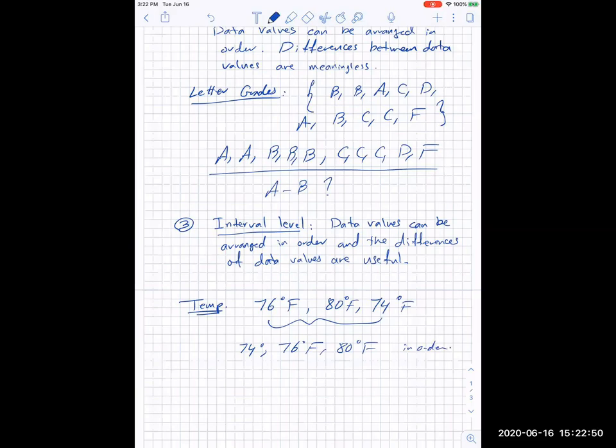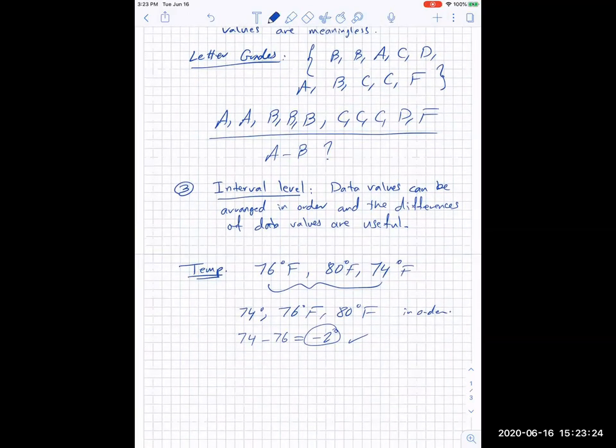And also, I can subtract, let's say today's 74. Yesterday was 76. I subtract, I get -2 degrees. This is the difference between today and yesterday. That difference can be used in statistical calculations. It is okay. It's useful. It can be used in our calculations, the differences between data values.